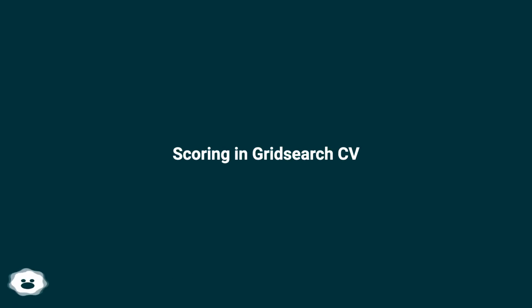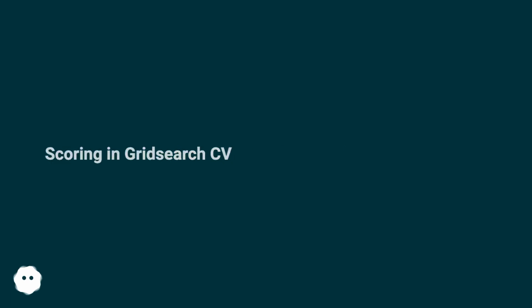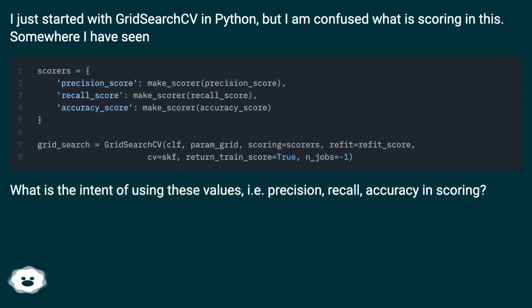Scoring in GridSearchCV. I just started with GridSearch in Python, but I am confused about what scoring is in this. Somewhere I have seen it.